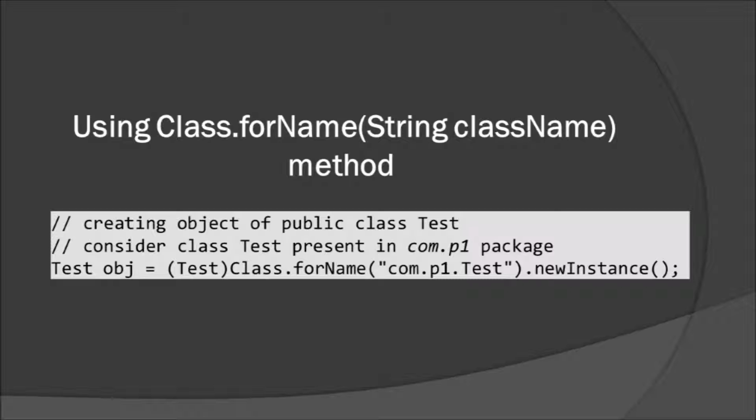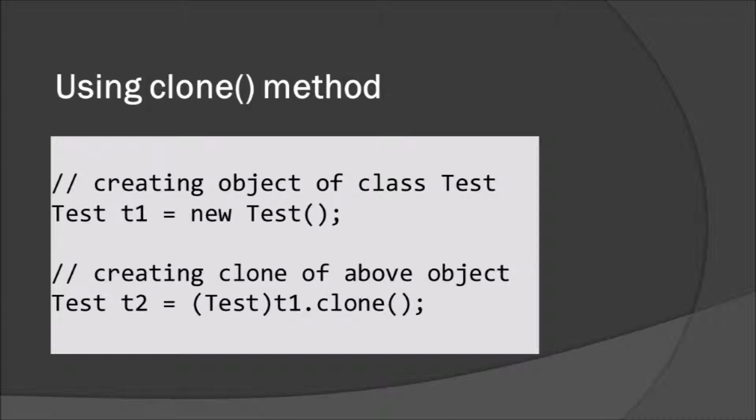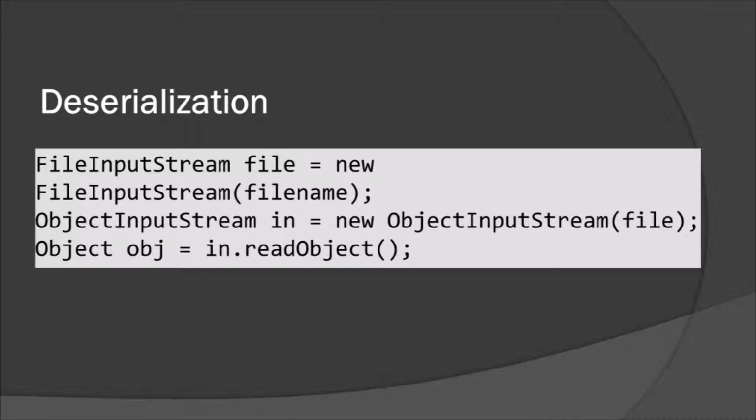We have to give the fully qualified name for a class. On calling the newInstance method on this Class object, it returns a new instance of the class with the given string name. Using the clone method. The clone method is present in the Object class. It creates and returns a copy of the object. Deserialization. Deserialization is a technique of reading an object from the saved state in a file.